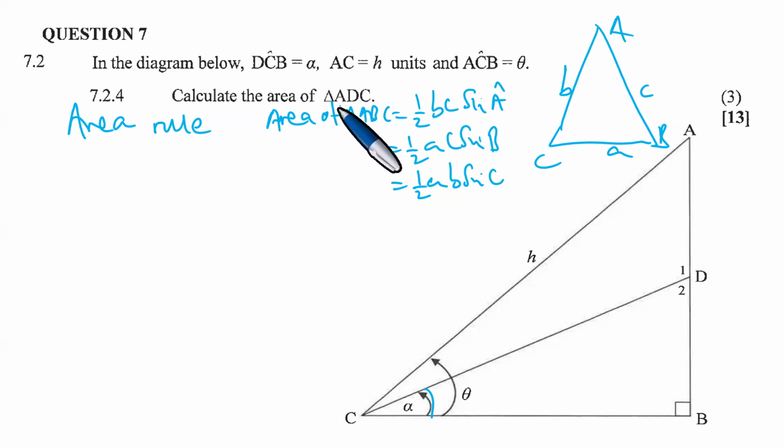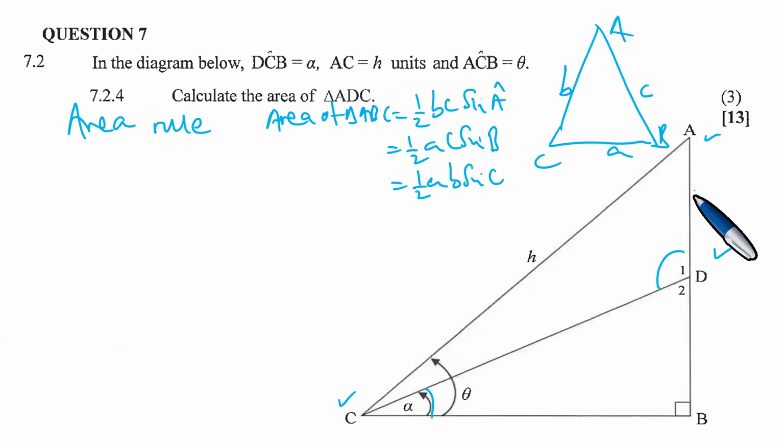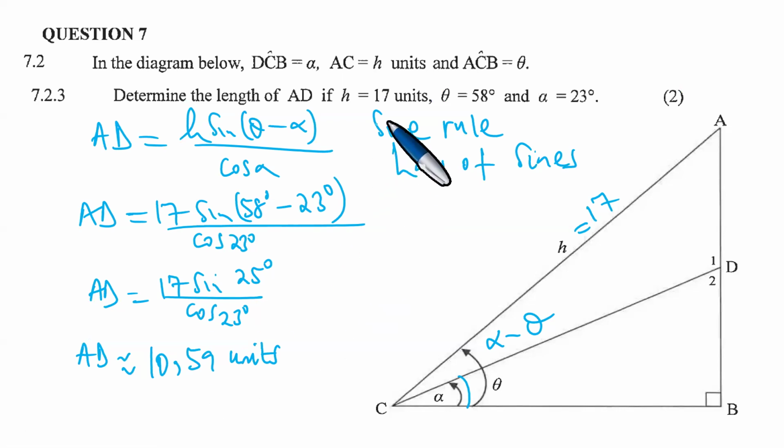To find the area of the triangle ADC, how do we therefore find the area of this particular triangle? You already have a couple of the lengths that have been given, but also we have been able to find AD. What did you find AD to be? We found AD to be 10.59 units. And then H is 17 units.